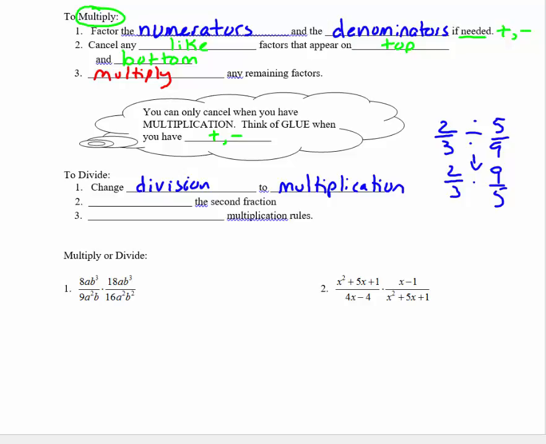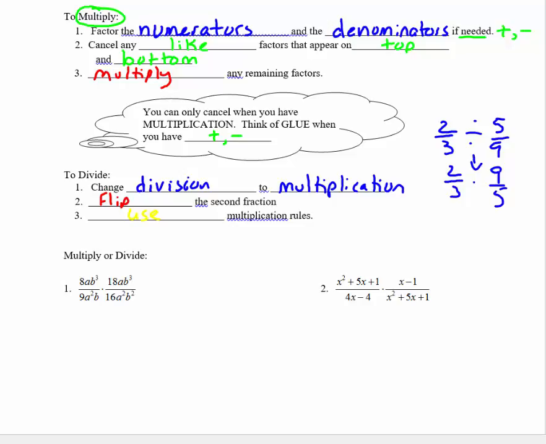So this is the same thing we're going to do with rational expressions because they're fractions. We're going to change division to multiplication. We're going to flip the second fraction, so take the reciprocal, and then we're just going to use the multiplication rules from above. So we're really not ever going to divide fractions. We're going to switch it into multiplication.